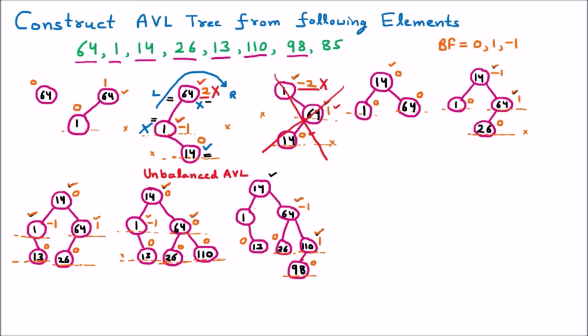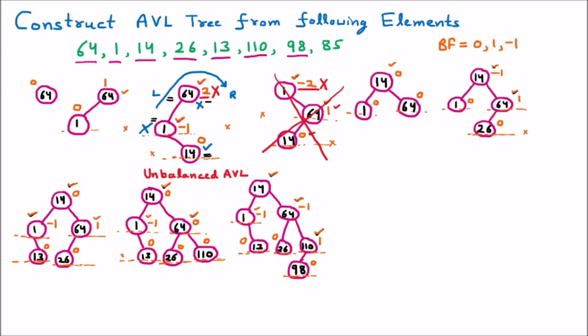Then talking about node 1. Here on the left we have nothing. On the right we have 13, meaning only 1 level. So 0 minus 1 is minus 1. Then talking about node 14. Here on the left we have 1 and 2.